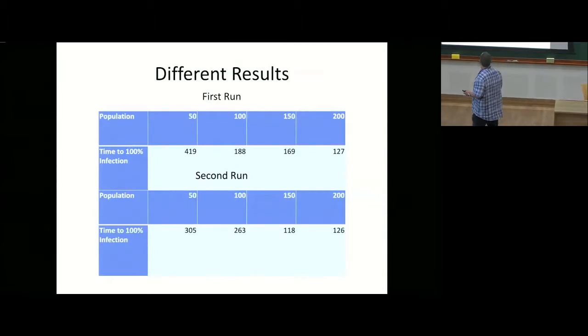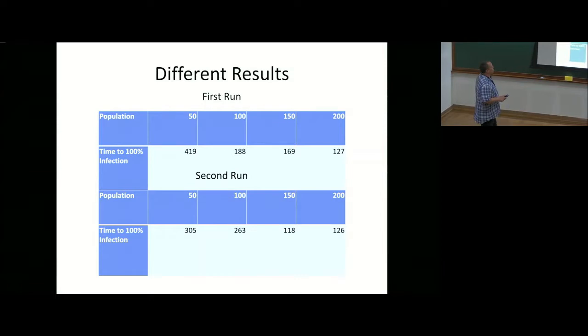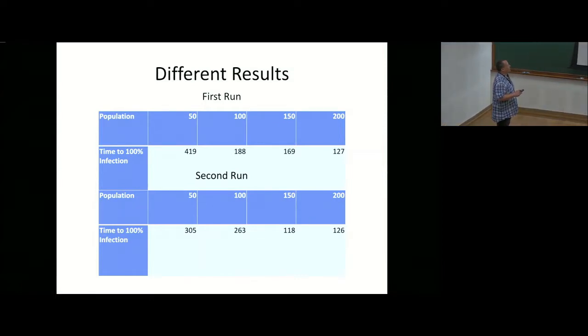So here's a run that they did, where in the first run, they ran it with a population of 50, and it took 419 time steps to get to 100% disease. And the second run, and they also did 100, and it took 108, 150 took 169, and 200 took 127. But in the second run, they got slightly different results, where 150 actually took less than 200.